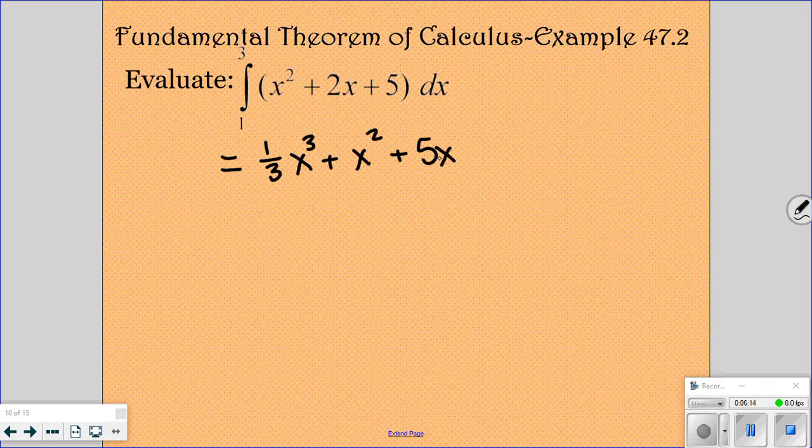Now you don't need to worry about doing a plus c on these because the c is going to get canceled out because you're going to have a plus c, and then when you plug in 3 you'll have a plus c, and then when you plug in 1 you'll have a minus c, and so they'll cancel. So when you're doing a definite integral you do not need to put a plus c. And we're going to evaluate it from 1 to 3. So we're going to plug in 3.